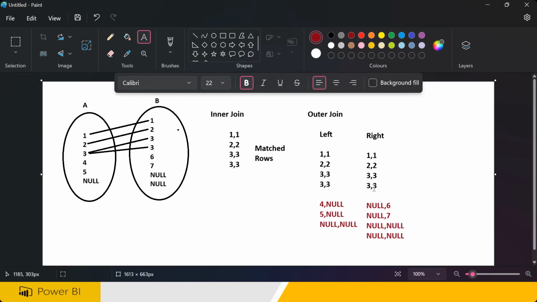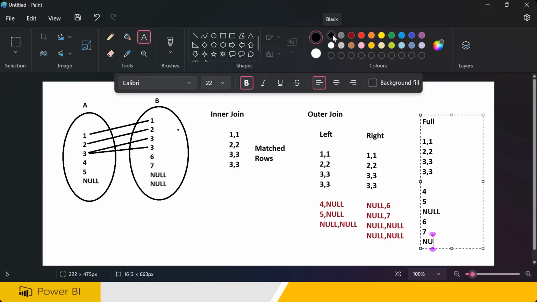Right join will be matching data, that is inner join data, plus unmatched data from your right data set. The last one, I need not tell you, is full outer join or you can say full join, right? Full join again will be matching data from both data sets plus unmatched data from both data sets. You have 4, 5, null and you have 6, 7, null and null.